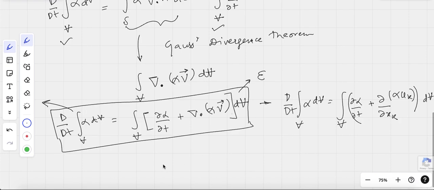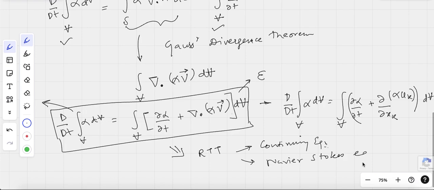Okay. So we will be using this Reynolds transport theorem to derive continuity equation and the famous Navier-Stokes equation, right? Okay, thank you.